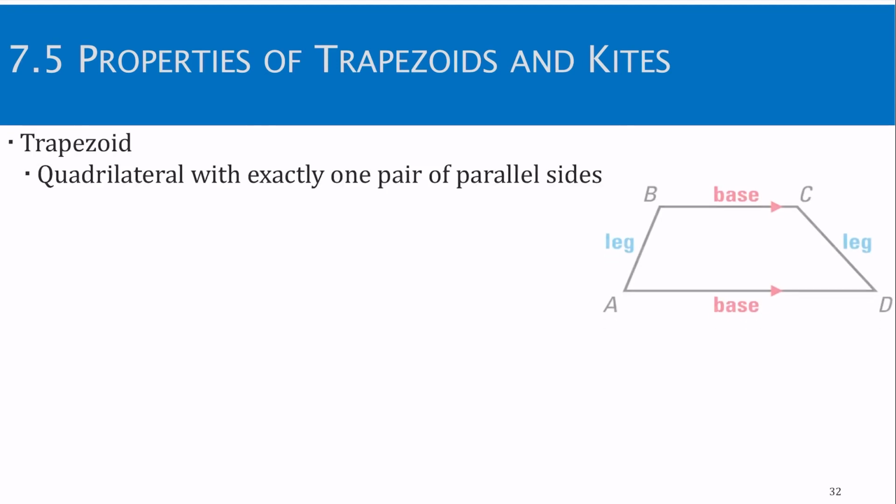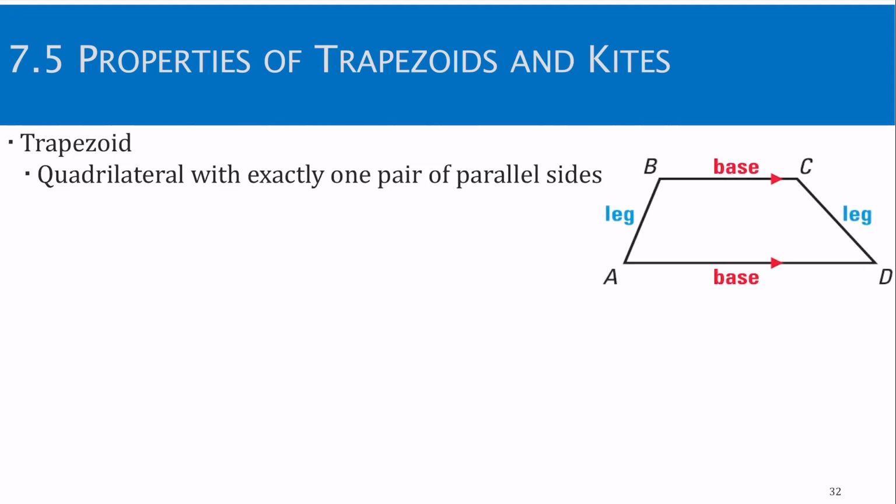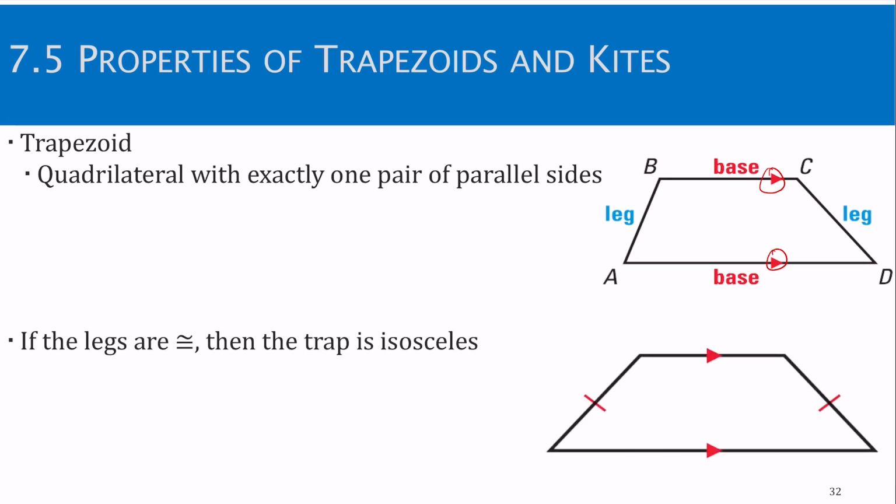A trapezoid is a quadrilateral, so four sides, with exactly one pair of parallel sides. Only the one set are parallel, the other two sides are not. The parallel sides we call bases. The non-parallel sides we call legs. If the legs happen to be congruent, then we say the trapezoid is isosceles. Still one pair of sides parallel, the other two sides are not.